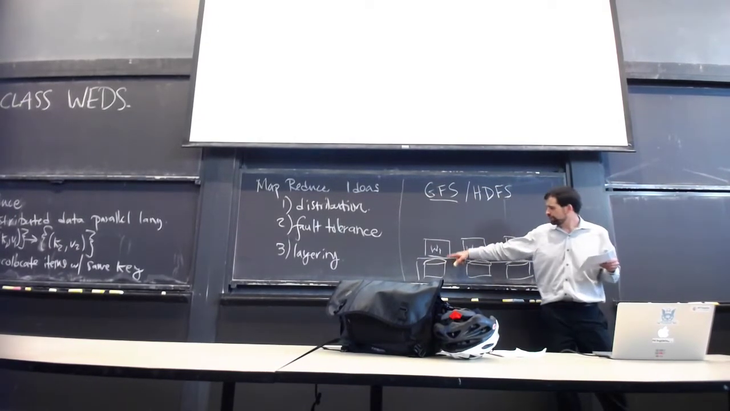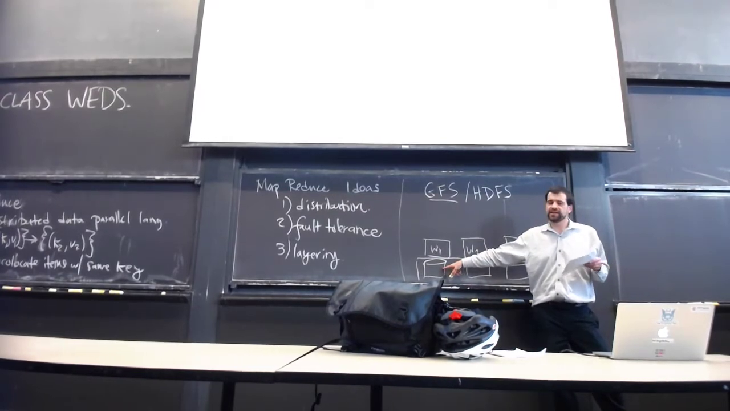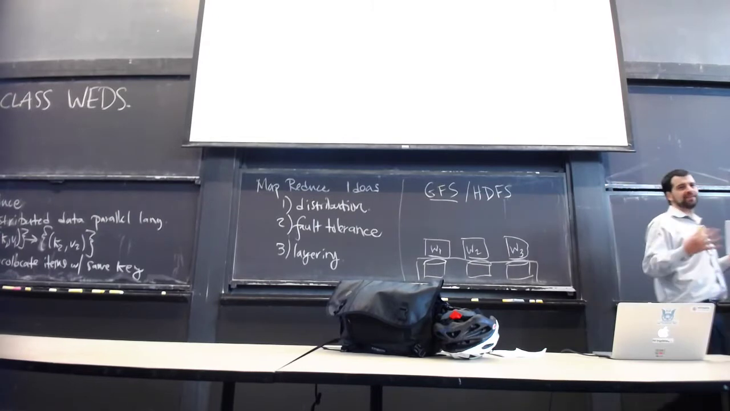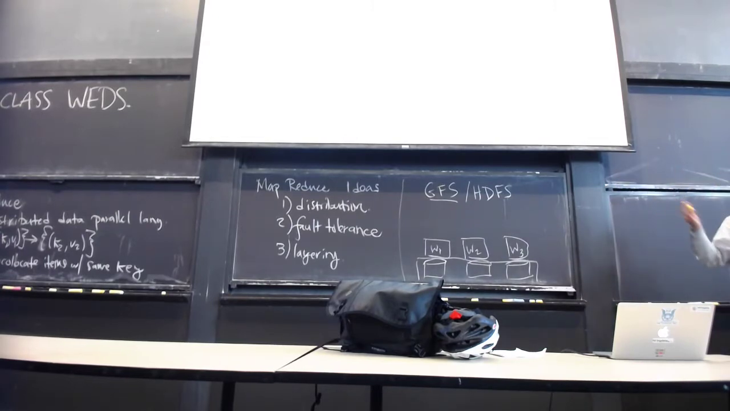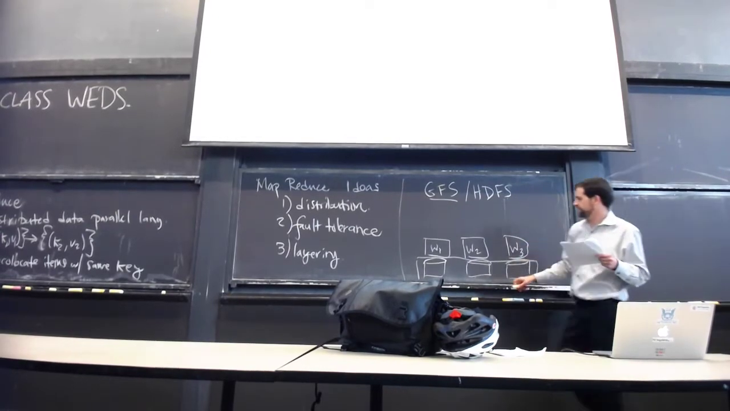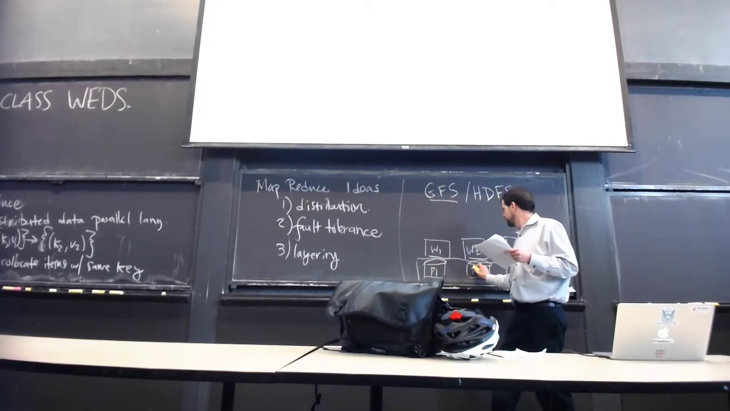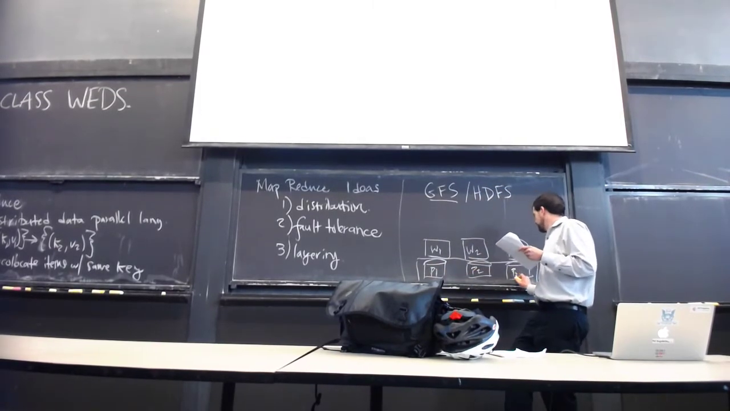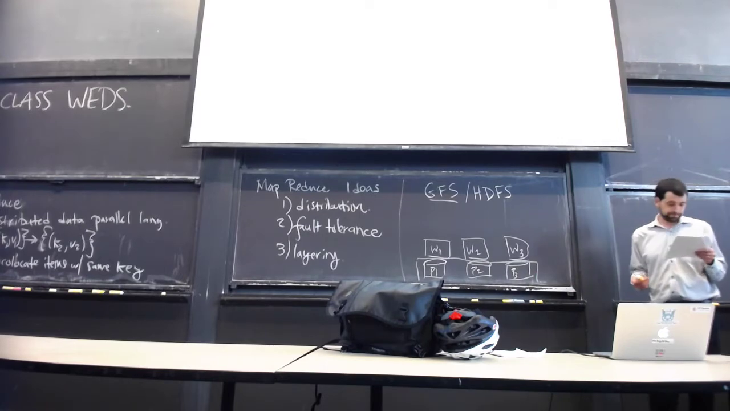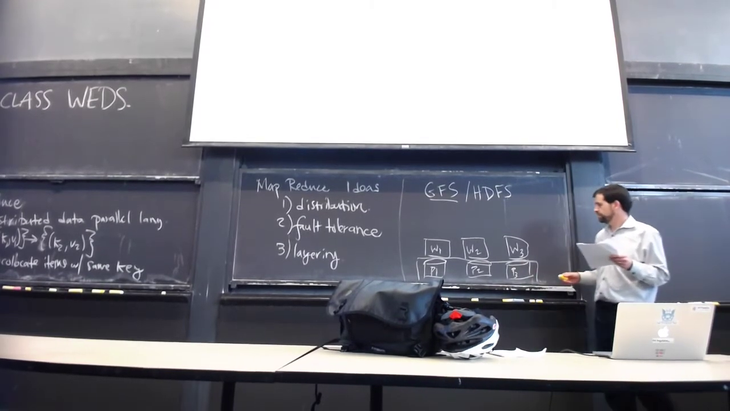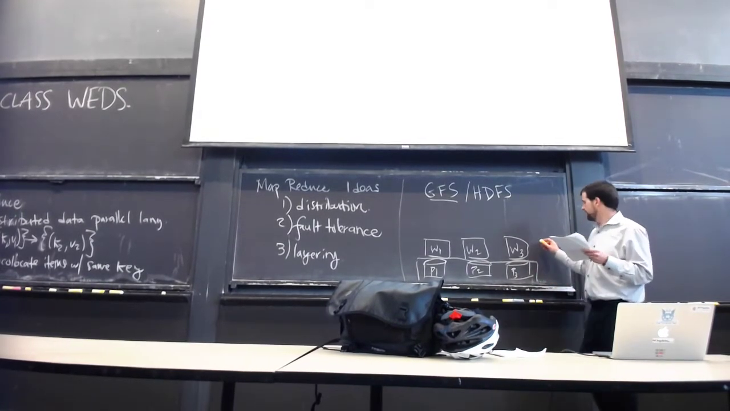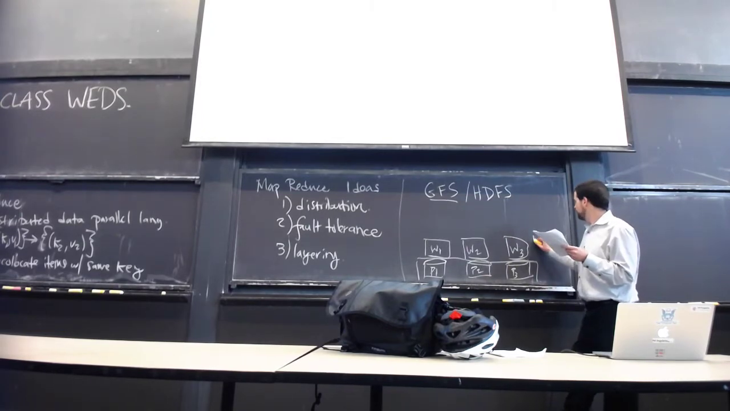So each worker has some storage on it that might contribute to GFS, but these workers may or may not be reading from their local disk. They're reading from some network file system. But they read these partitions, say P1, P2, and P3 of the input data set, from their local data store.